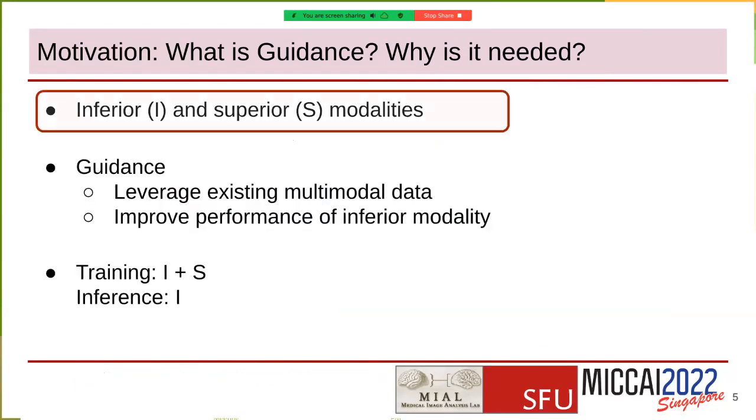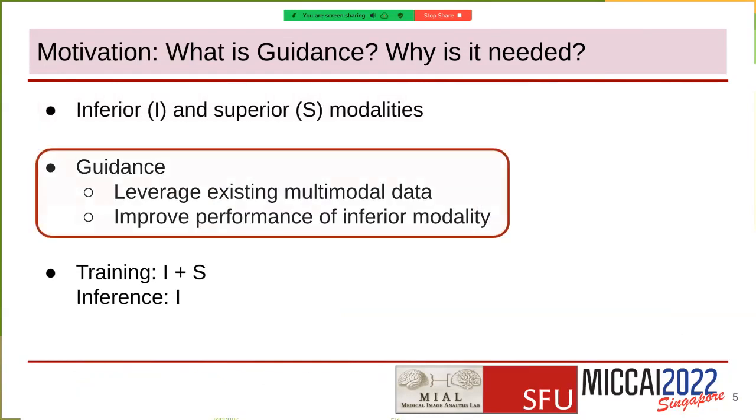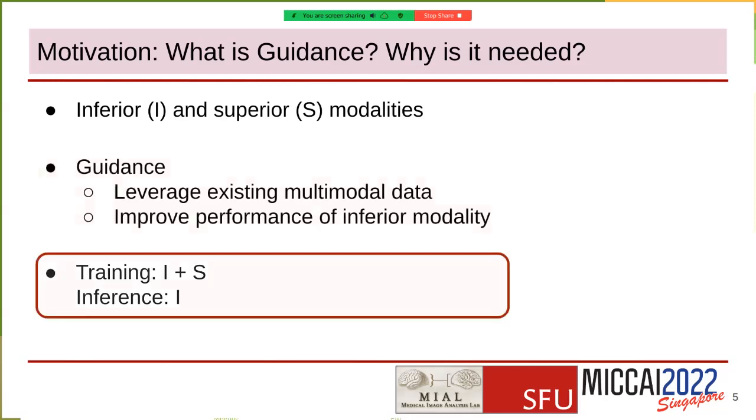To summarize, we have two modalities, the inferior and the superior. And with guidance, we want to make use of this existing multimodal data in order to improve the performance that is achievable with the inferior modality. In deep learning language, we make use of multimodal data during the training, but we only have access to the inferior modality during inference.